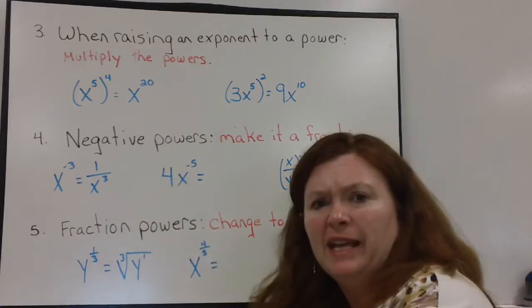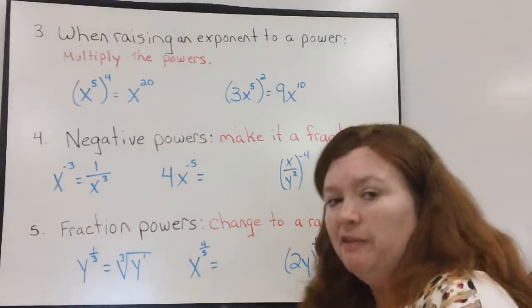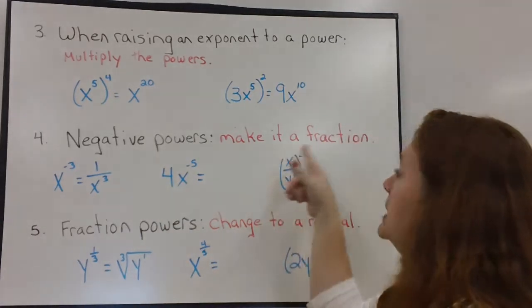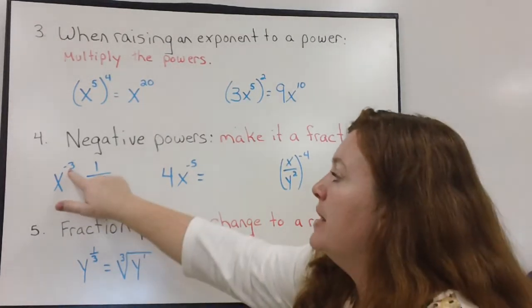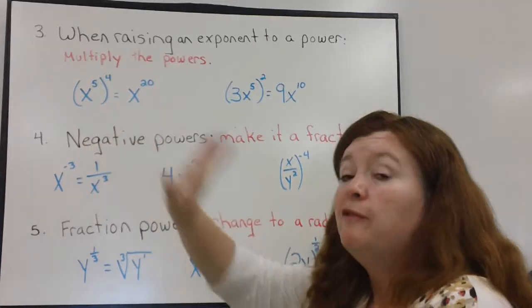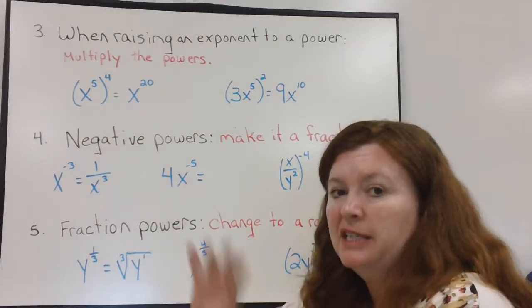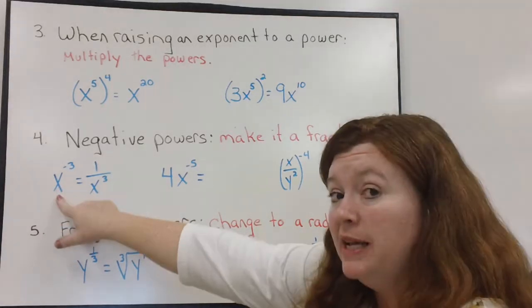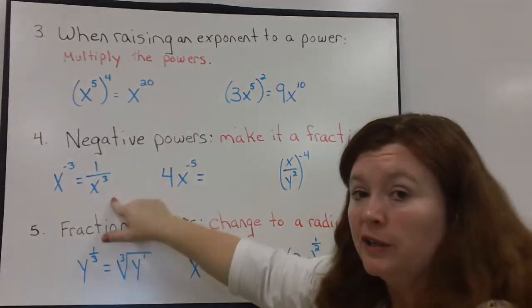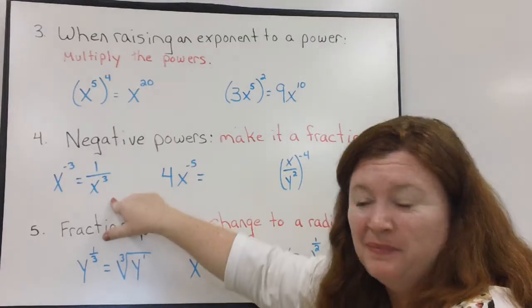What happens when you have a negative power? A negative power makes it into a fraction. So any value that is negative, we first want to make positive by moving it to the bottom of the fraction. So an x to the negative 3 would be the same thing as 1 over x to the positive 3.